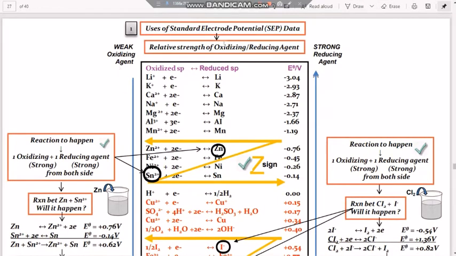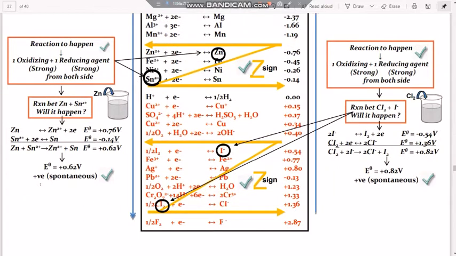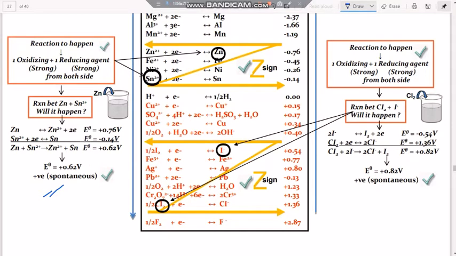See, uses of standard electrode potential, SEP data. Relative strength of oxidizing and reducing agents we can understand. Here you can see zinc and tin. If you take zinc and tin, will the reaction between them happen or not? If you check it from this, the E naught value obtained is positive. This indicates that this reaction is spontaneous. That means for the reaction to happen, if you take a strong oxidizing agent on one side and a strong reducing agent on the other side, then it is possible.